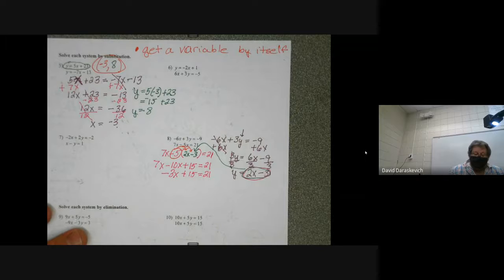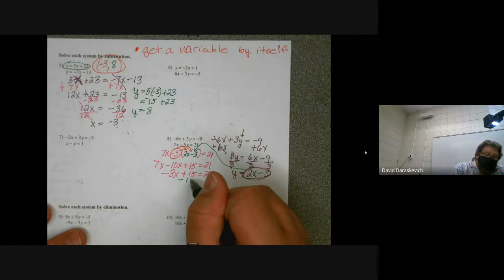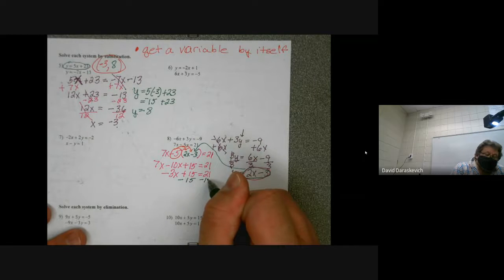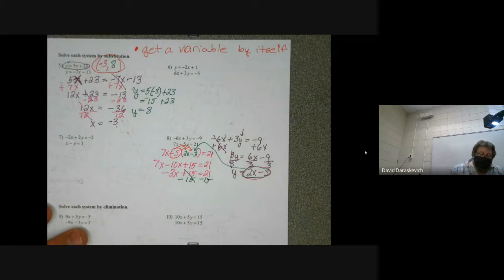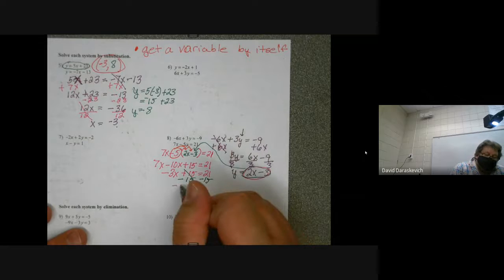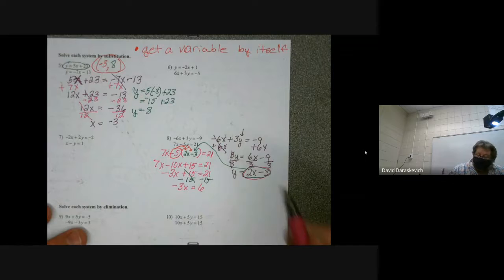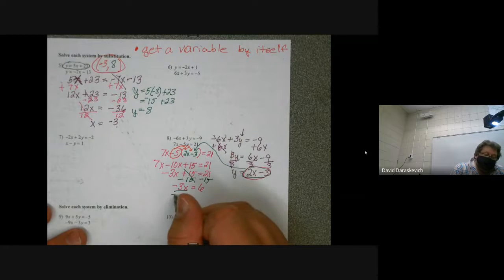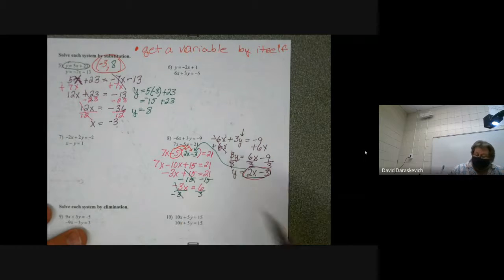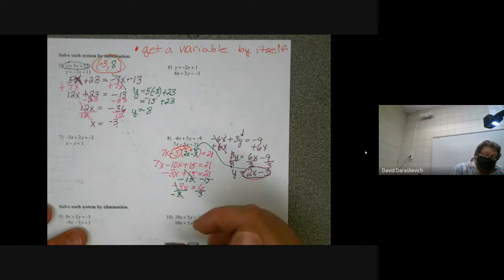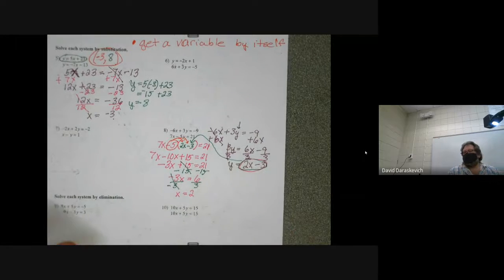Going to subtract 15 from both sides. They get -3x equals 6. And then divide both sides by -3. I get x equal 2. So I know this is exactly 1 point solution.